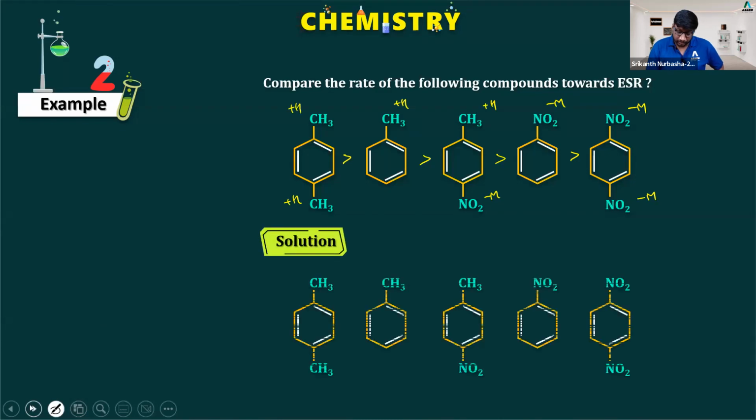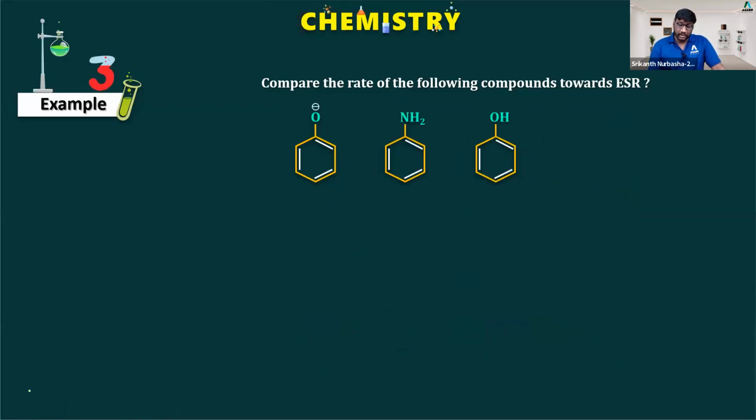Yes or no? The rate of electrophilic substitution reaction will depend upon the electron density present in the ring. If you have electron donating groups, more will be the electron density in the ring, more will be the rate. If you have electron withdrawing groups, less will be the electron density in the ring, less will be the rate.